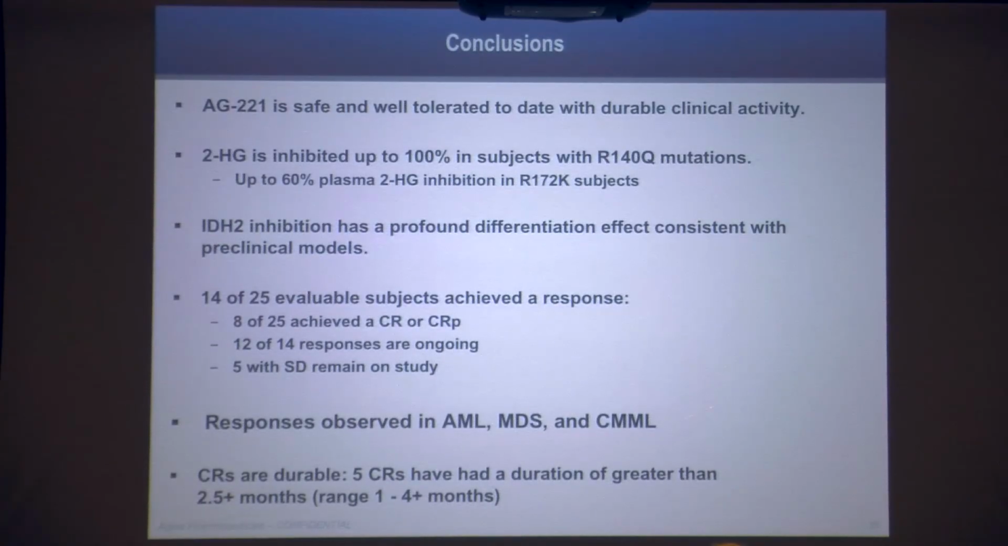And so in conclusion, the molecule AG221 that we're using is safe and well tolerated in the clinic. We can inhibit 2-HG up to 100% in our patients. The molecule works by inducing differentiation, and that's very consistent with our preclinical data. And 14 of the 25 evaluable subjects achieved a response, and 8 of the 25 had a complete response or a complete response without full platelet recovery, which is exciting.